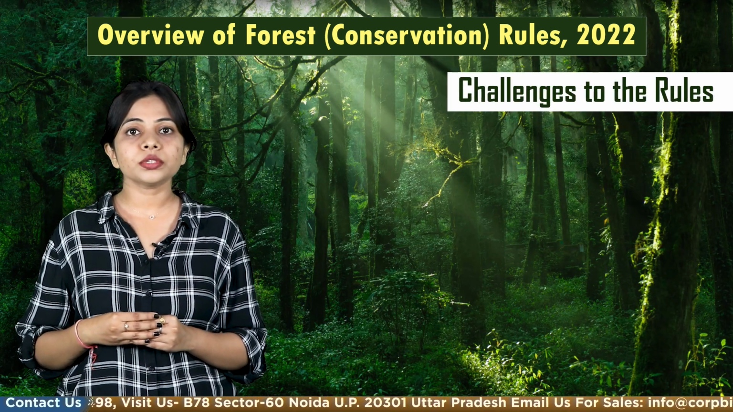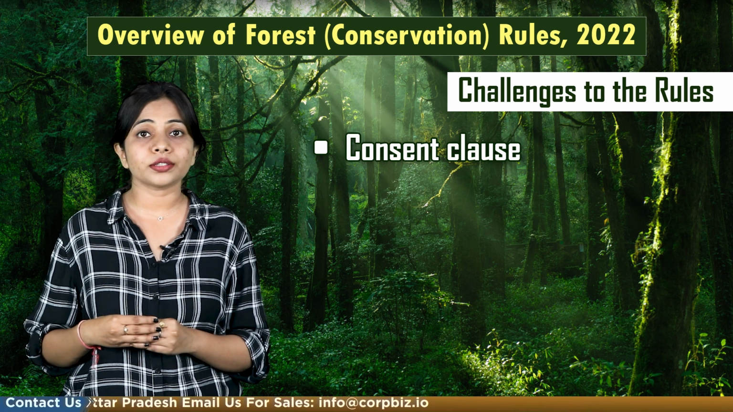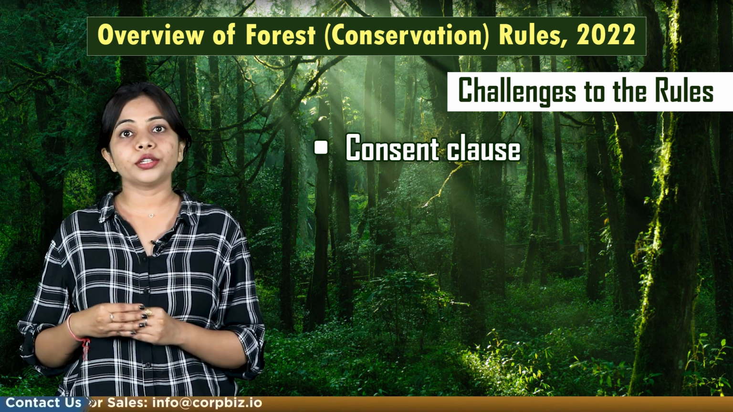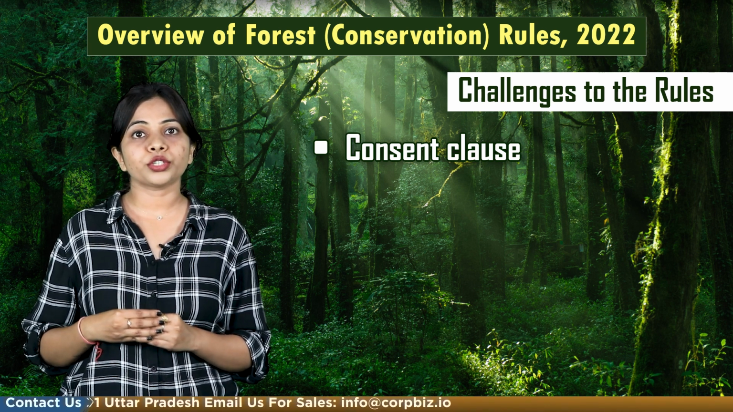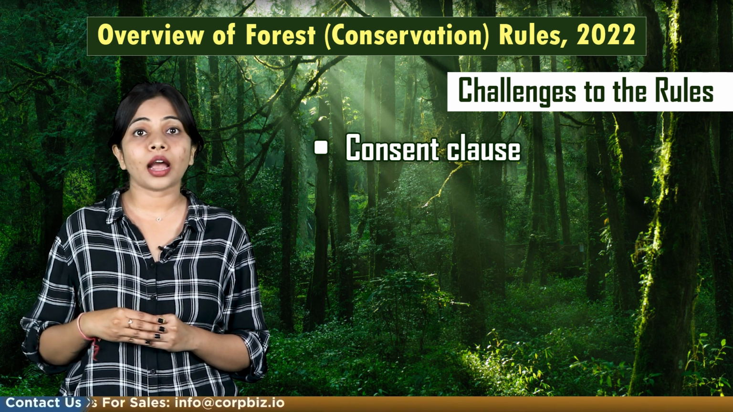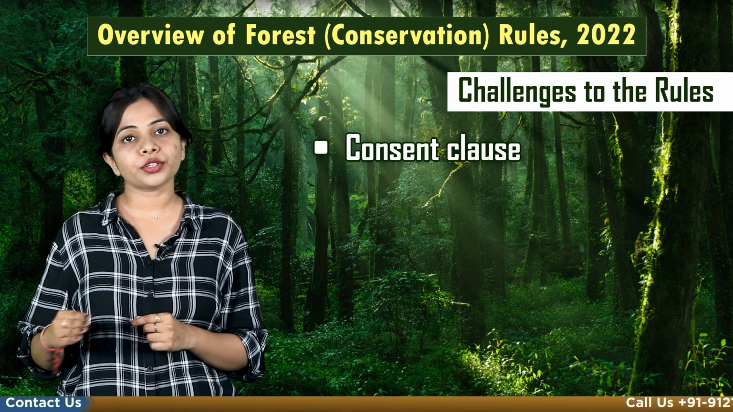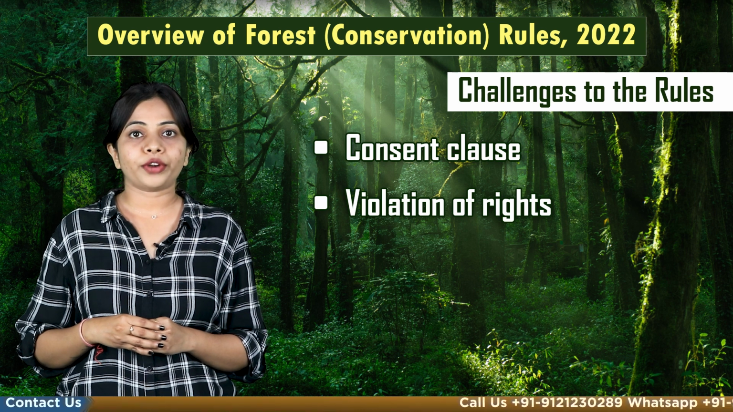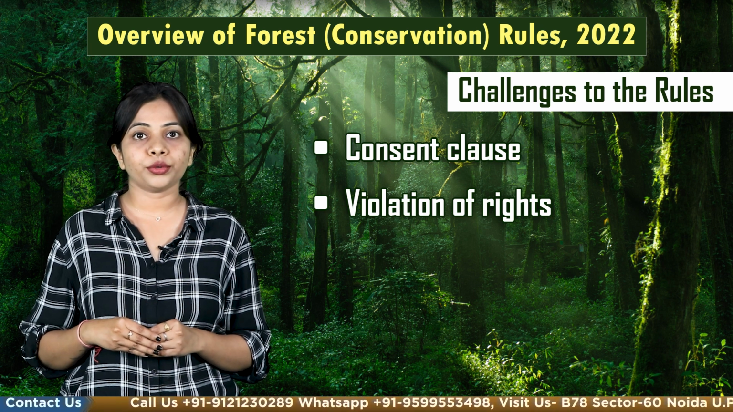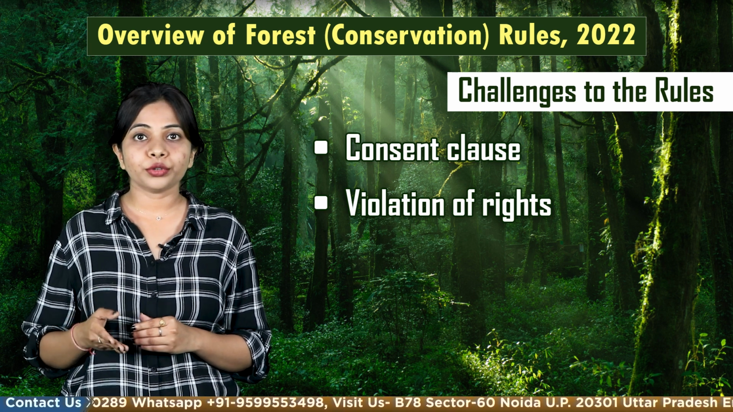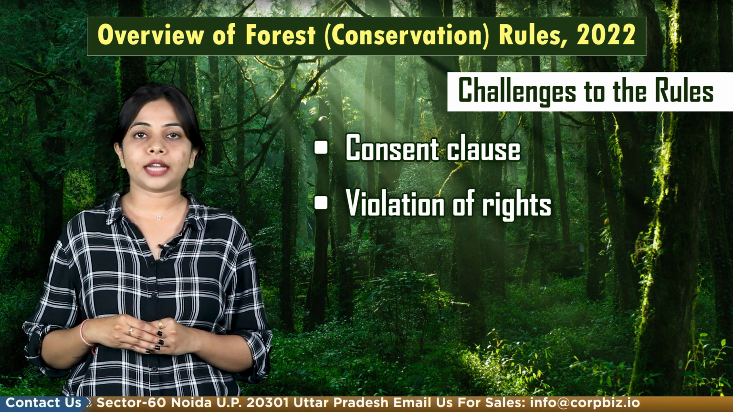Now we will check what challenges to the rules. The challenges to the rules are as follows. First is consent clause. The proposal in the new rules to eliminate the consent clause for diverting forest for other uses has raised concerns. According to NCST, the FCA 2022 eliminated the requirement to get the Gram Panchayat's permission before stage 1 clearance, allowing this procedure to be completed after stage 2. Second is violation of rights. Project proponents who have received only partial clearance will seek state and union territory administration for a diversion as soon as possible, negatively affecting the FRA's procedure for recognizing rights.